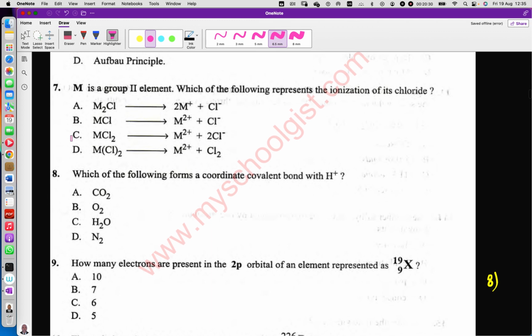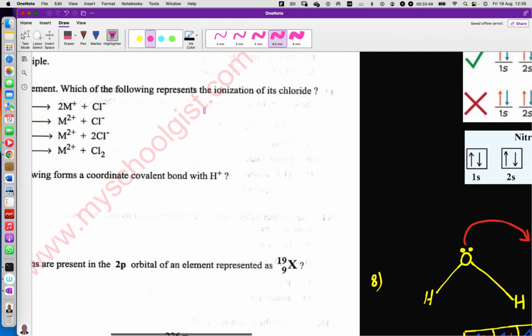Question number 7. M is a group 2 element. Which of the following represents the ionization of its chloride? A group 2 element, for being a group 2 element, this is what will happen. This is group 2, this is M, and this is the chloride.